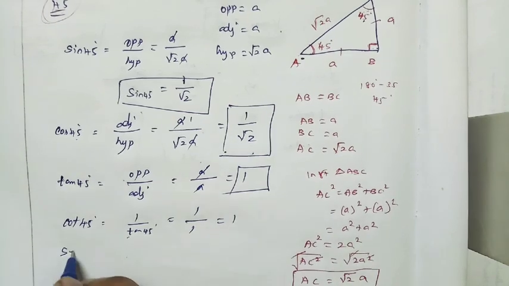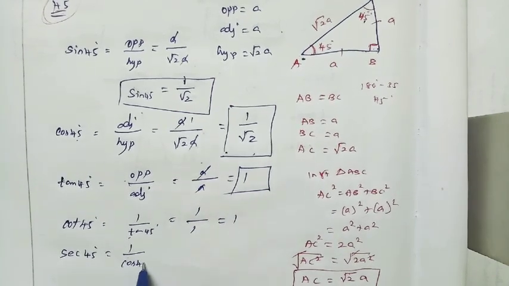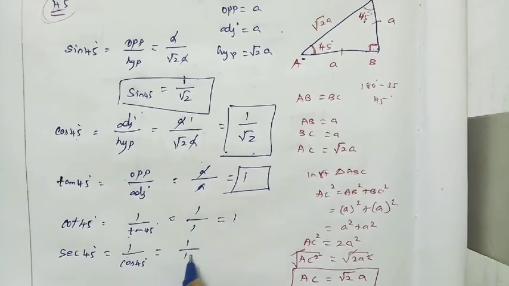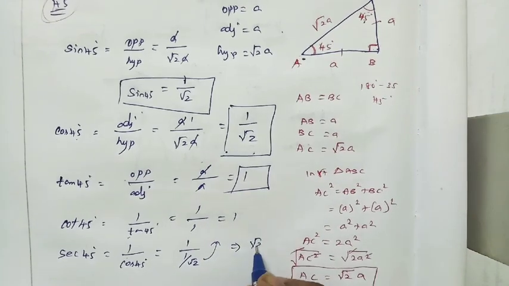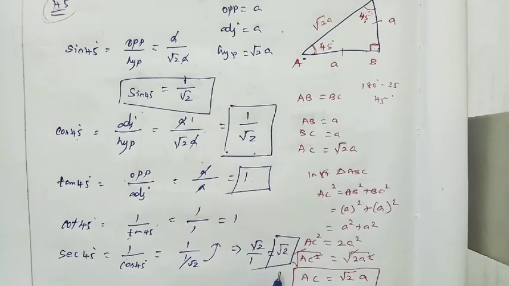Sec 45 is nothing but, what is it? 1 by cos 45 degree. So what is 1 by cos 45 degree? It is nothing but 1 divided by 1 by root 2. Taking it to the numerator, it will be reciprocal. So root 2 divided by 1, it is equal to root 2. Therefore, sec 45 degree is equal to root 2.